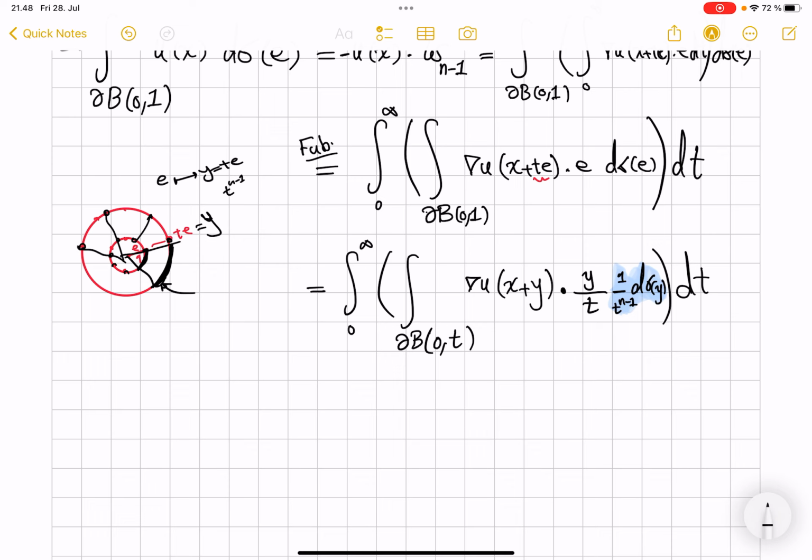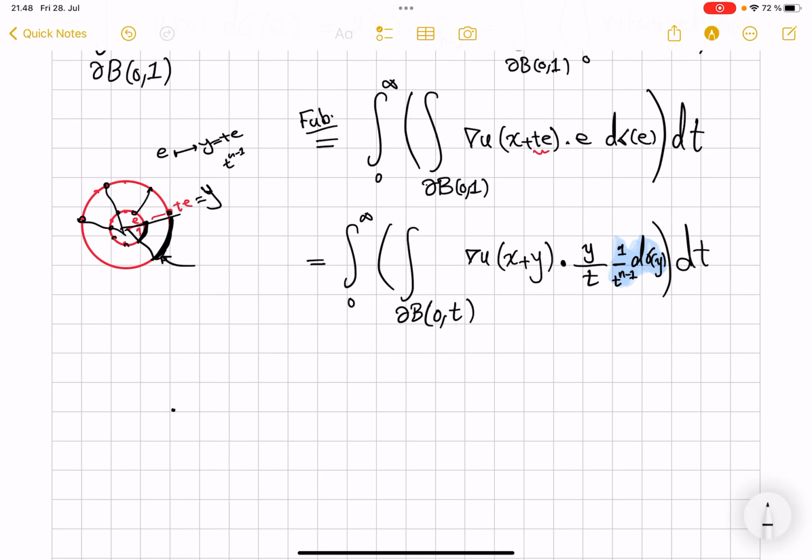Okay, now you have this t changing from 0 to infinity, and then integration over these balls of radius t, and that should be familiar to you. So you have a fixed origin, you have radius t, and then you integrate over this, and then over the next ball, and so on. And that is nothing other than integrating some function over the polar coordinates.